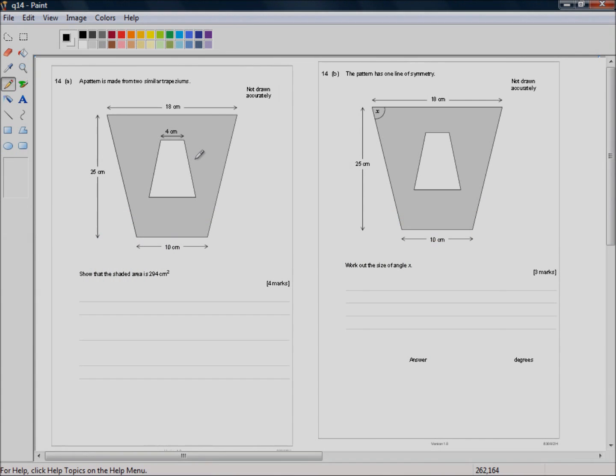Hello and welcome to question 14 of the GCSE 8300/2H higher tier calculator paper. And in question 14 we're told a pattern is made from two similar trapeziums.